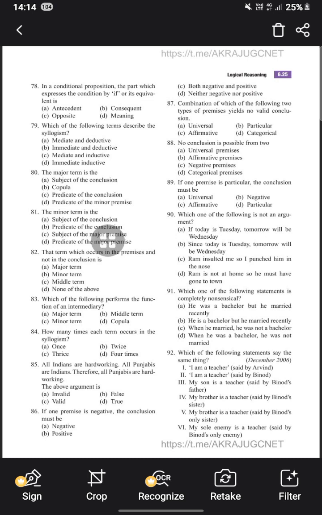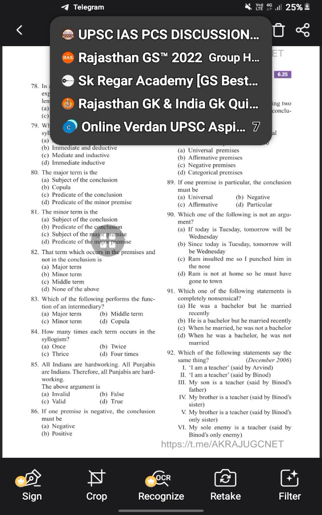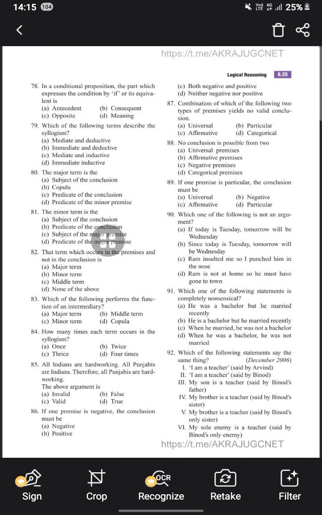If one premise is particular, the conclusion must be 89, D, that is particular. If one premise is particular, the conclusion must be particular. Which one of the following is not an argument? 90 is A. If today is Tuesday, tomorrow will be Wednesday.